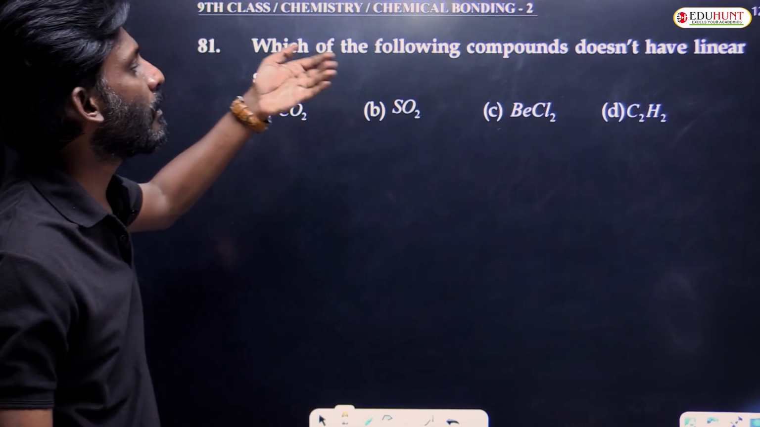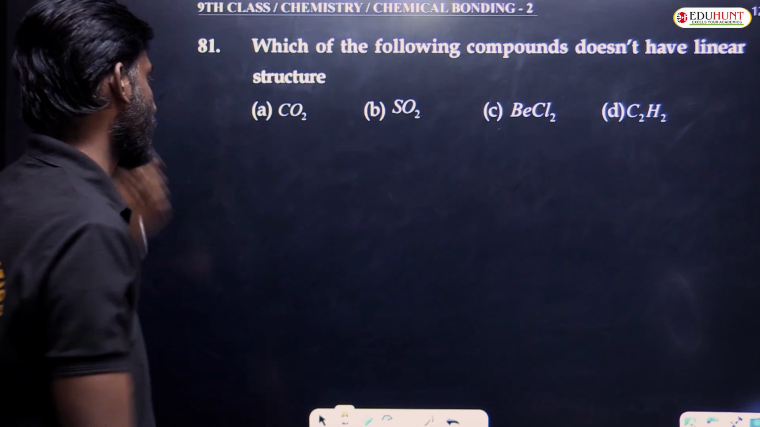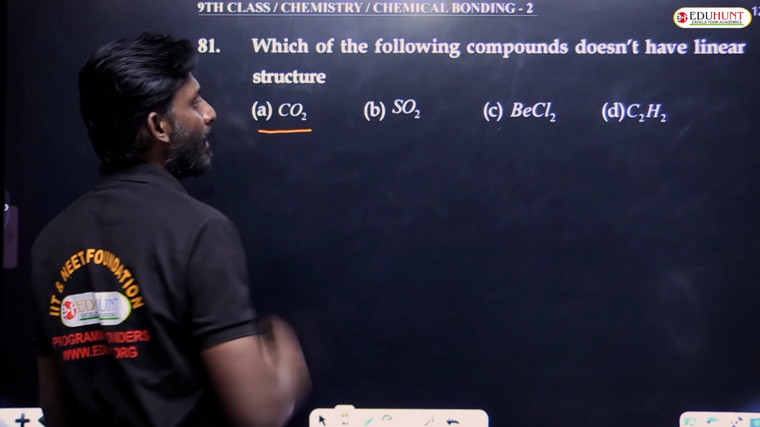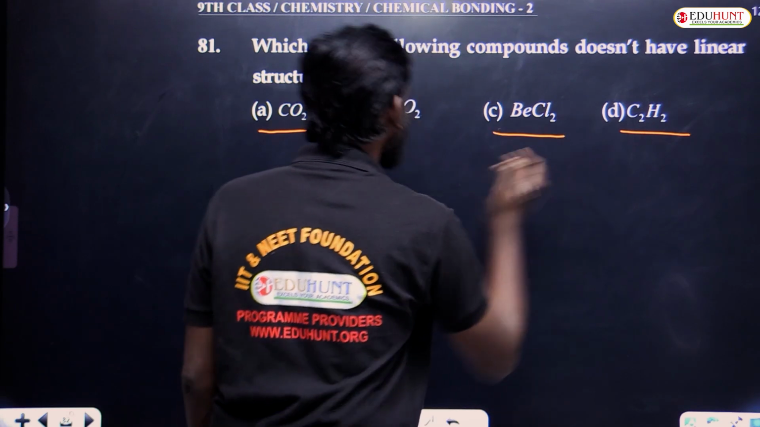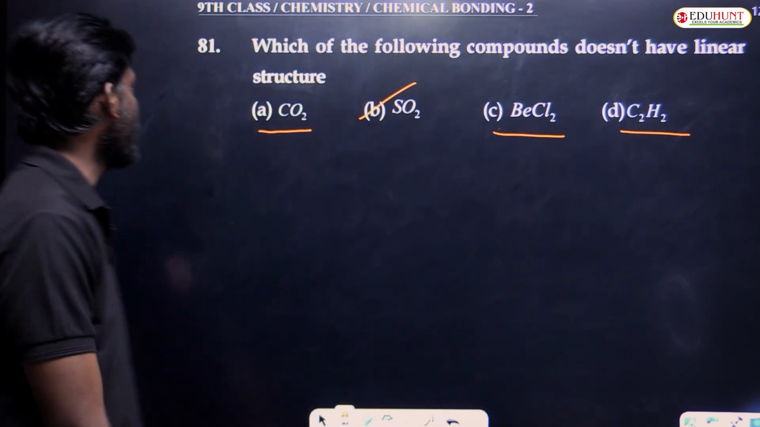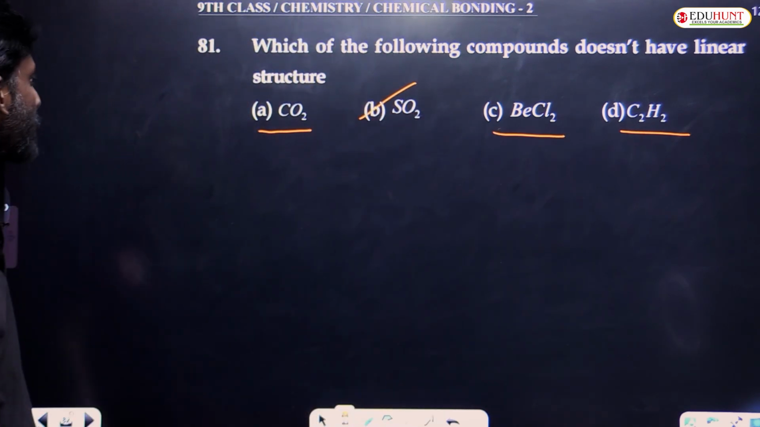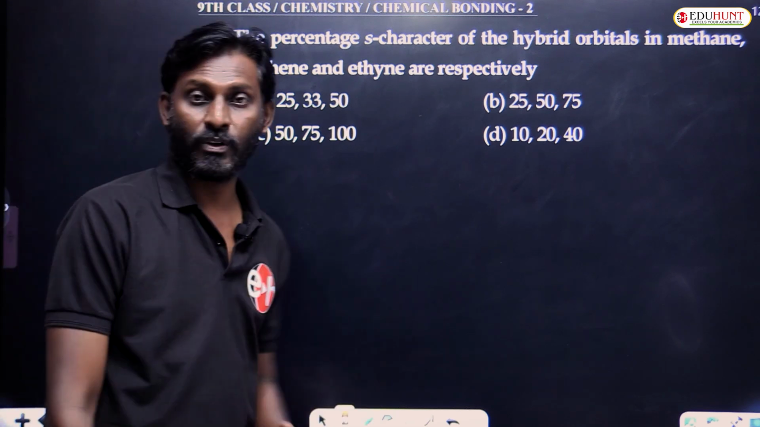BeCl3 not sp3. Yes. Next, question number 81. Which of the following compounds does not have linear structure? Yes, carbon dioxide is having linear structure. Acetylene is linear. BeCl2 linear. Of course, SO2 is trigonal planar. That is our answer.